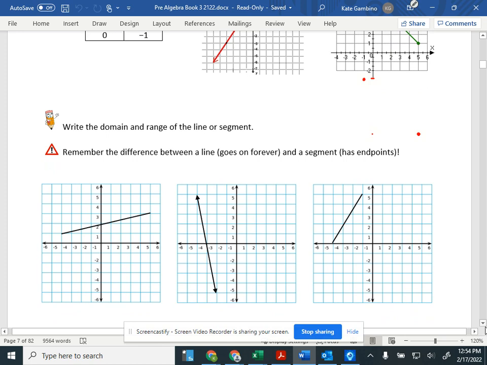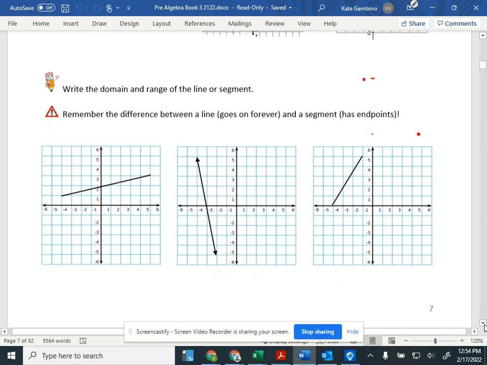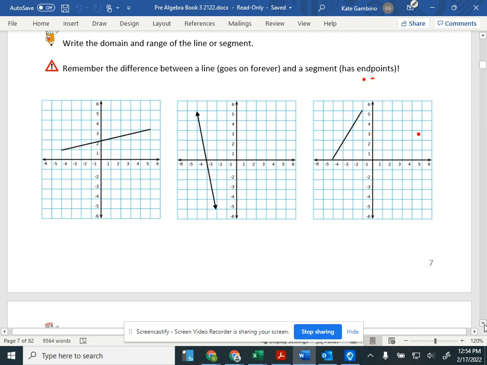So now it says write the domain and range of the line or segment. The function table was really easy for writing the domain and range. This is new, looking at our coordinate plane for the domain and the range. Remember the difference: a line goes on forever and a segment has its endpoints. If there is no arrow, it is a segment. If there are arrows, it continues on.